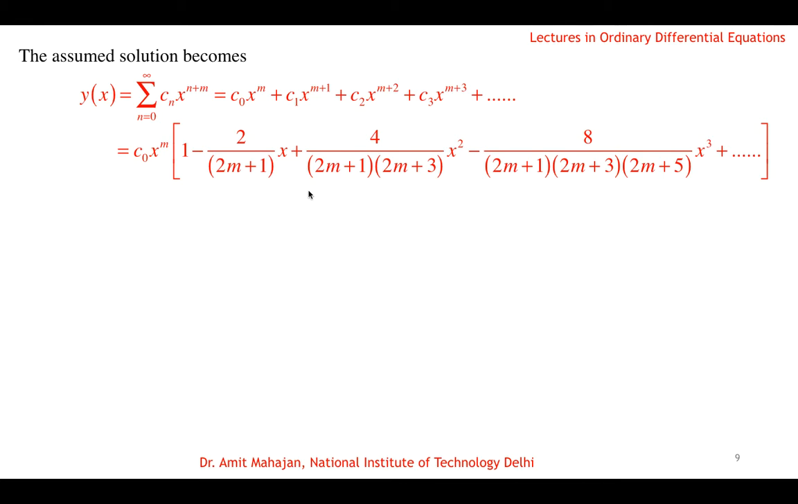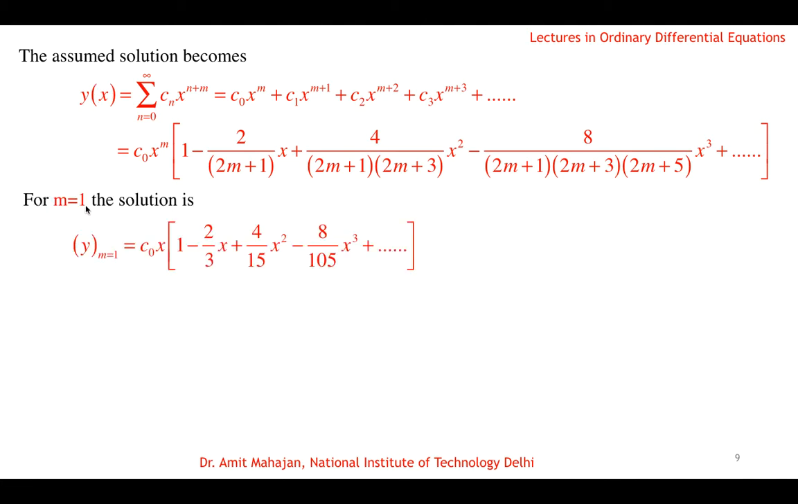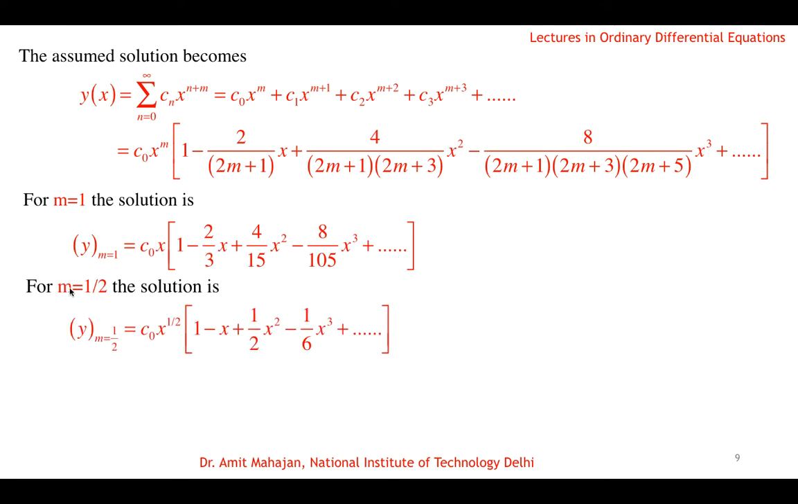So now we know that we have two roots of m, and those roots are distinct and do not differ by an integer. So we will calculate one solution at the first root and the other solution at the second root. For m equal to 1, we just put m equal to 1 in this series and we find one solution. Similarly, the other root was m equal to half, so we plug m equal to half in this series and we get the second solution.